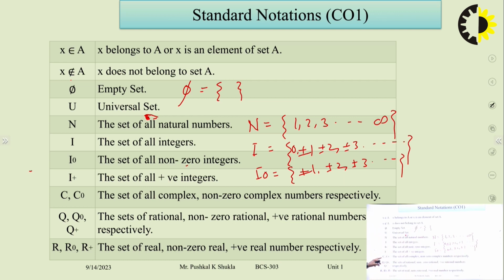C is the set of all complex numbers. C naught is the non-zero complex numbers, where 0 is not there. Q is the set of rational numbers. Q naught is non-zero rational numbers. Q plus is positive rational numbers. R is the set of real numbers. R naught is non-zero real numbers, and R plus is positive real numbers. So these are the standard notations used in set theory.